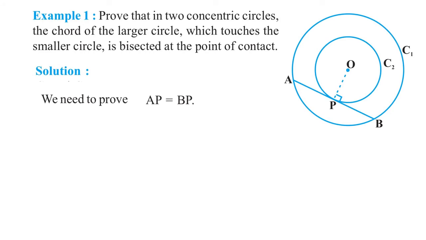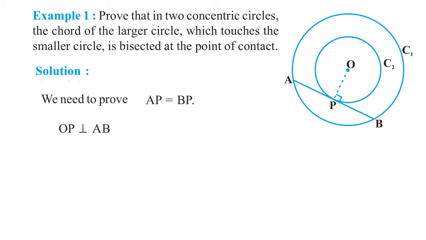Now, observe from the figure. Let's join OP, and OP is a radius. AB happens to be the tangent to the circle C2. Therefore, OP will be perpendicular to AB. So, OP is perpendicular to AB.